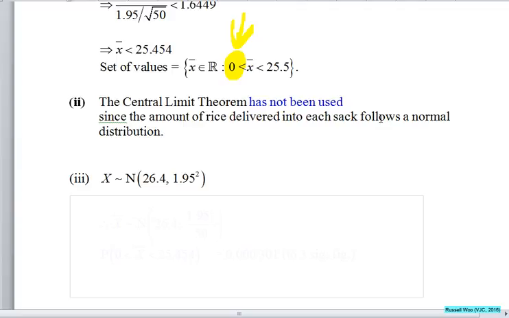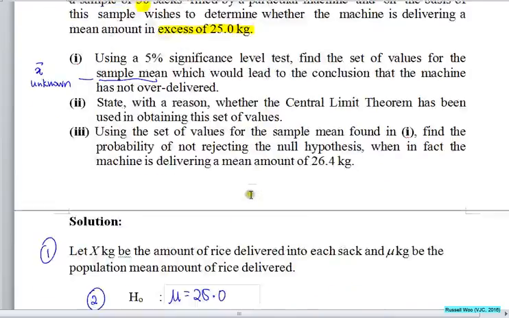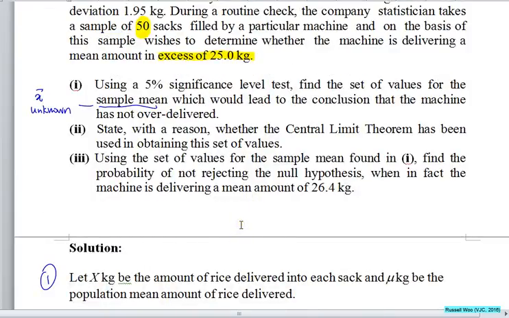Last part. The examiner's favorite part is to blend this together with stat 6. Correct? Using the set of values for the mean in one, find the probability of not rejecting the null hypothesis when in fact the machine is delivering a mean amount of 26.4.